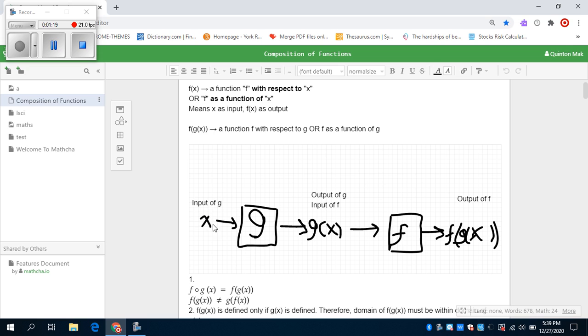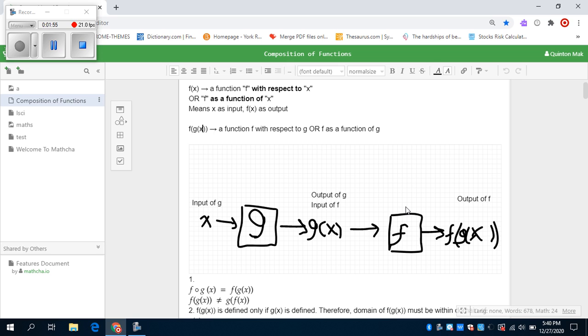So you have x, you input it into the first function machine, and the output is g of x. The output of g becomes the input of f, the outer function. So the output of the inner function is the input of the outer function. And when you input it into the second machine, the second function, it outputs f of g of x. So that's how the composite function works.